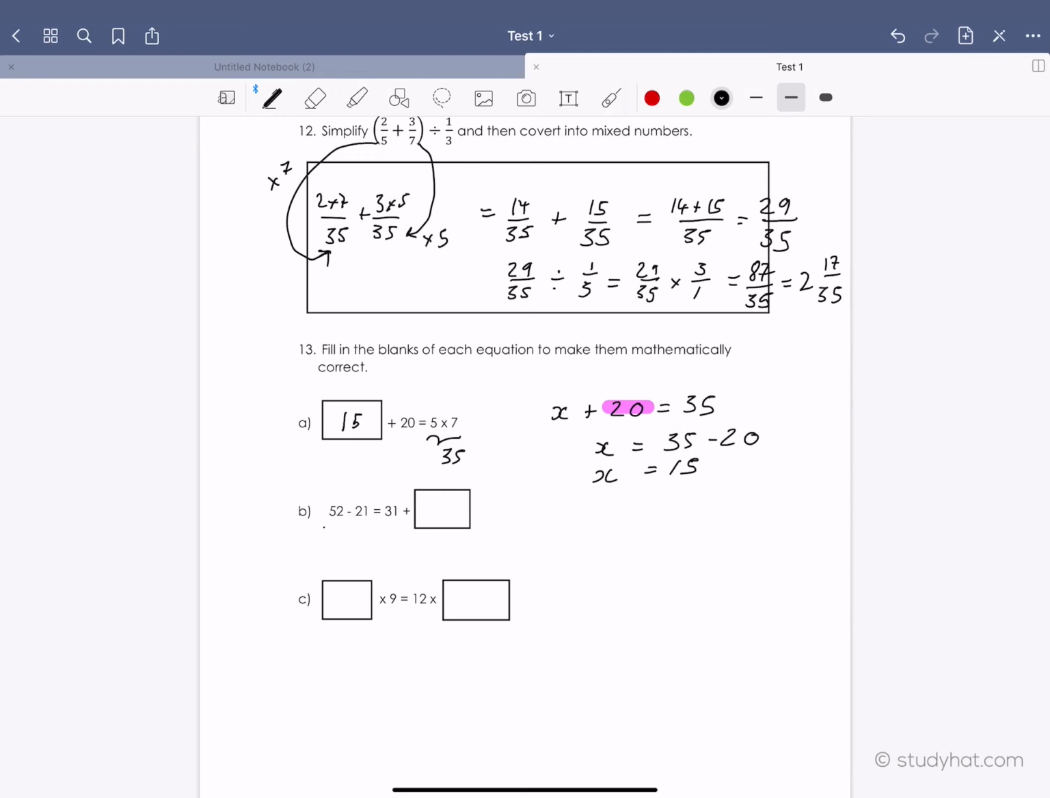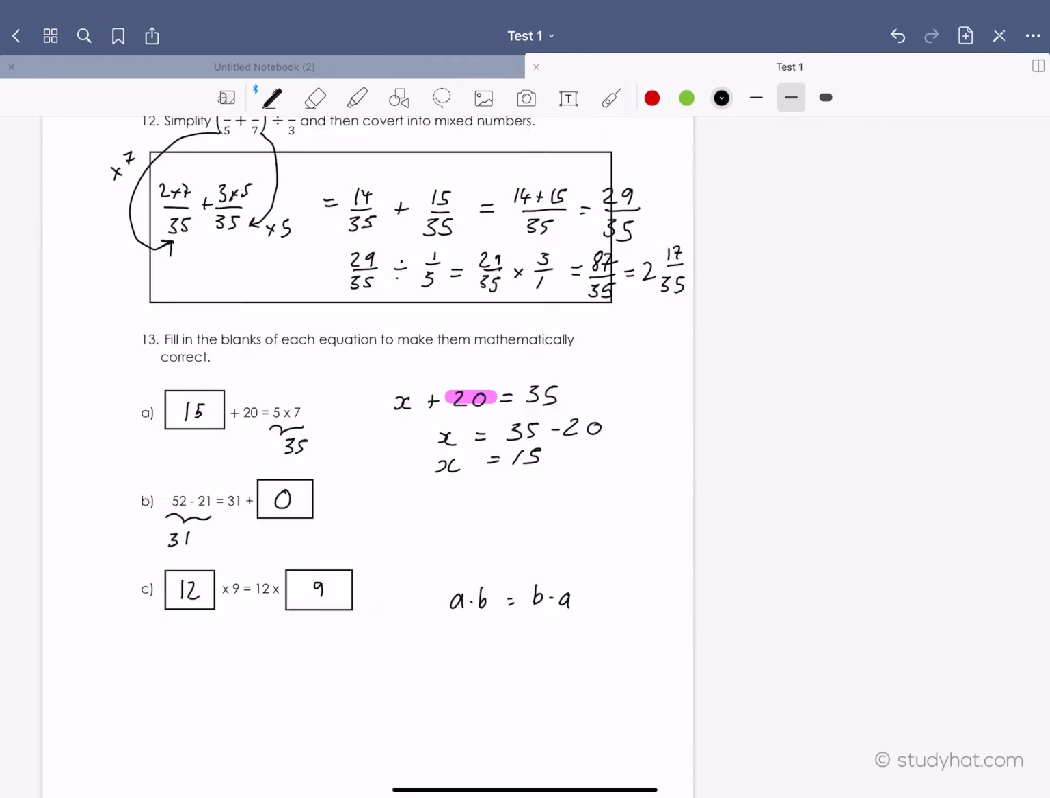Here we do the left-hand side first. 52 minus 21. That's going to be 31. Well, this is easy. We don't even need to do it. 31 plus 0, obviously, is going to give us 31. And here, this is a little trick one. What times 9 equals 12 times something? Well, we just put the reverse. If I put 12 in here and 9 in here, that has to be true, because with multiplication, a times b equals b times a. So 12 times 9 is the same always as 12 times 9.